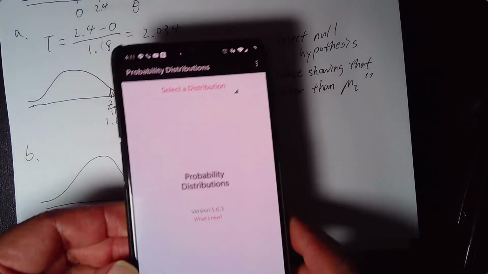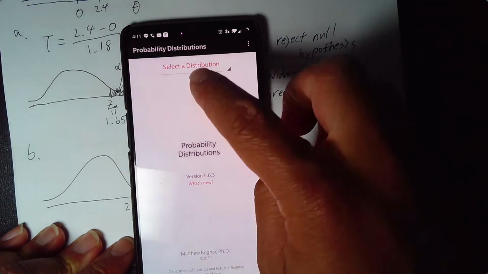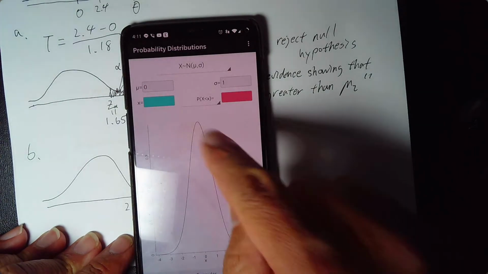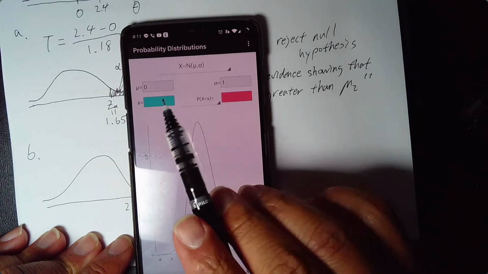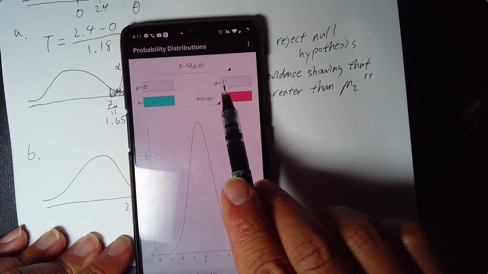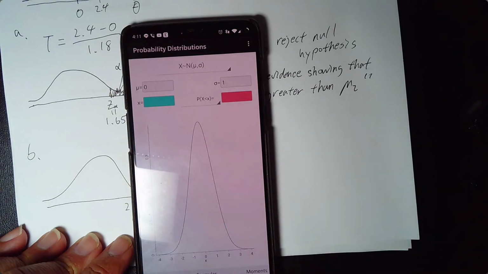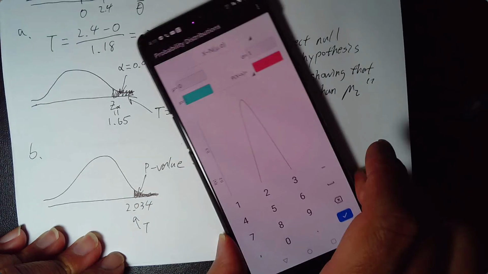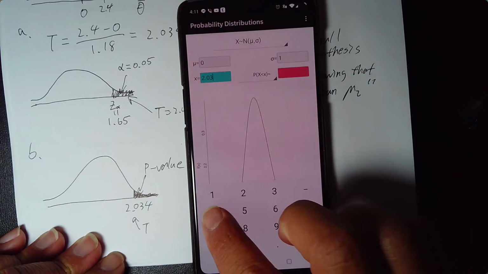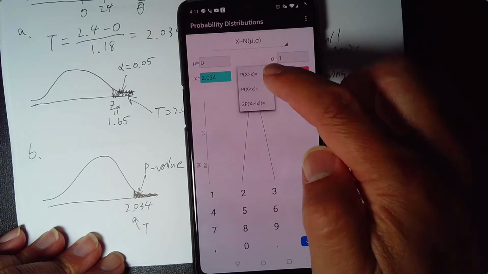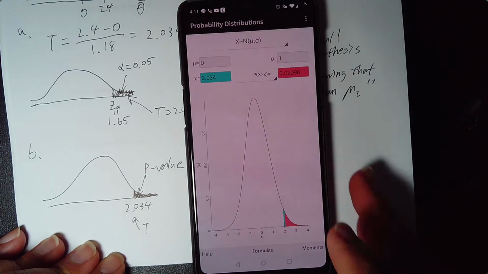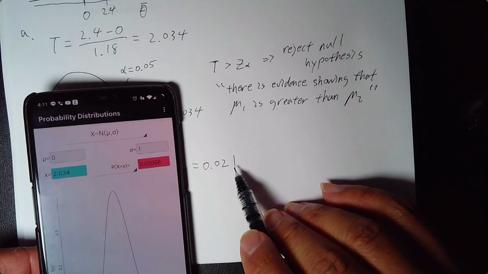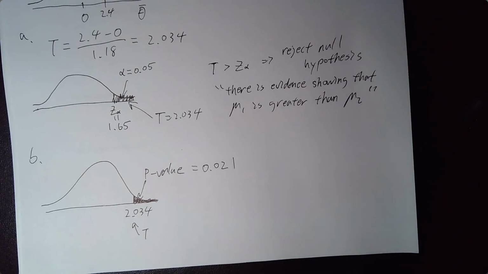Let me show just a refresher. Make sure you go to normal distribution. And remember, since we're dealing with a test statistic, make sure that the mean is 0 and the standard deviation is 1. The test statistic is a standard normal distribution. We just type in 2.034, and we want the right tail, so put in the right tail there. All right, let's round to 3 decimal places. 0.021 it is, and we get the same result.